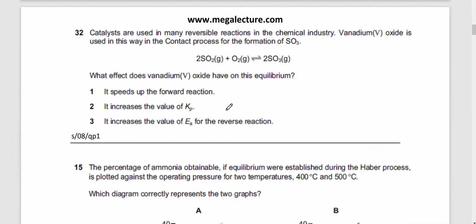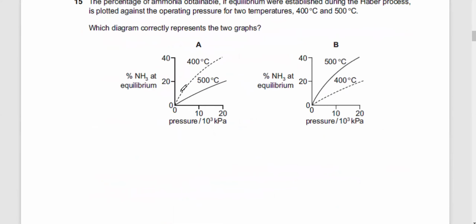You're adding a catalyst, vanadium pentoxide, to this equilibrium. What does a catalyst do to an equilibrium? It speeds it up. So is the first statement correct? Yeah. What if they had said that it speeds up the backward reaction? Would it still be correct? Yeah. Basically, it speeds up both forward and backward reaction. So let's leave it.